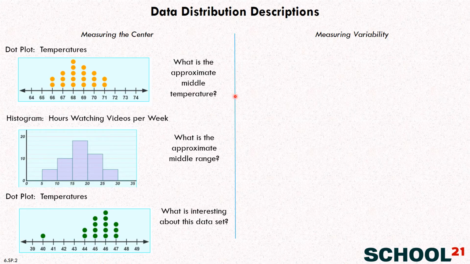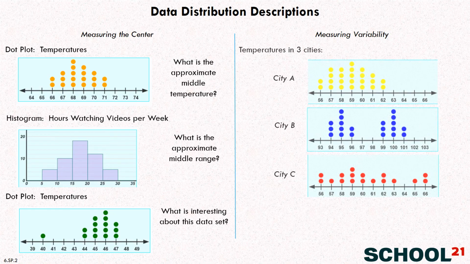Okay. Now let's look over at the variability. So the center is where the middle of the data is. The variability is how the data are spread out. And so let's go ahead and take a look at the temperatures in 3 cities here. We have city A, city B, and city C. And you can see that there's a different distribution in each one of these cities for the temperature. So let's ask ourselves a few different questions here. First, what is the approximate middle temperature for city A? Well, you can probably say, it looks like it's somewhere right around the 59 degree range.